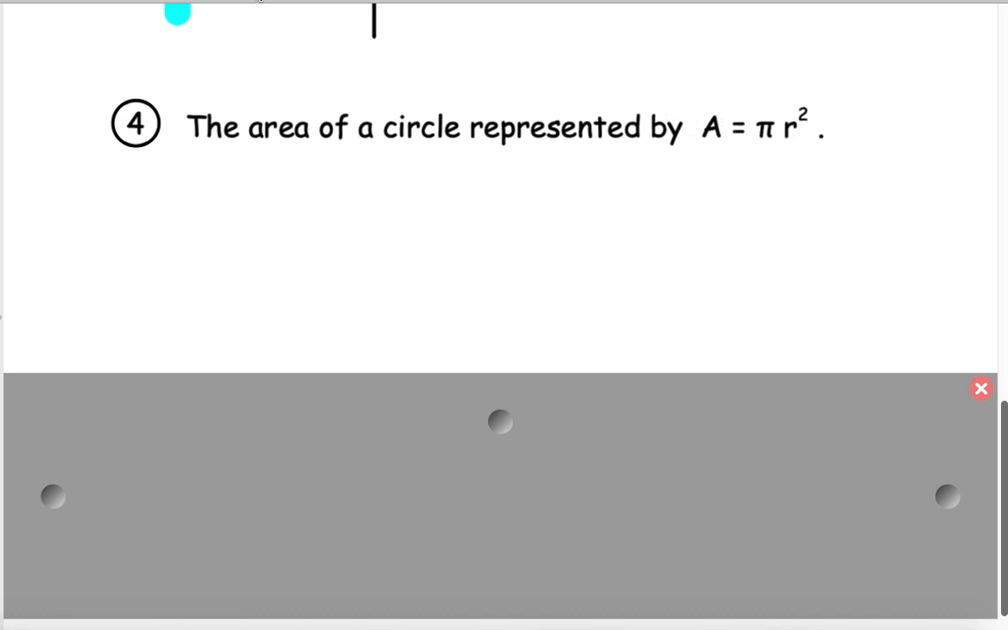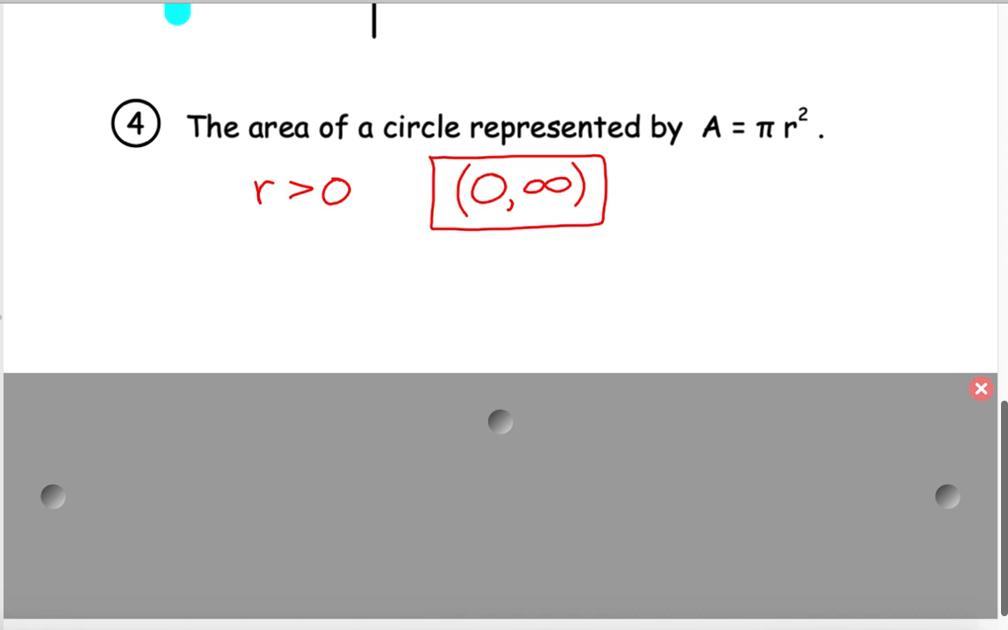But we know that for a circle, the radius has to be greater than 0. So our domain is going to be 0 to infinity. We never include infinity. It's not a specific number. And in this case, we're not going to include 0, because if the radius is 0, we don't have a circle. And so this is going to be your domain. And then the area can be any positive number as well.